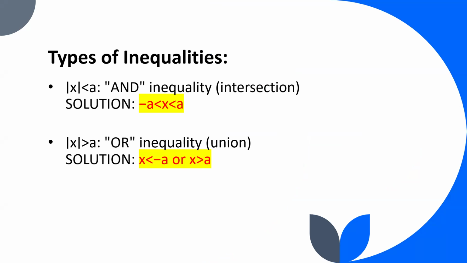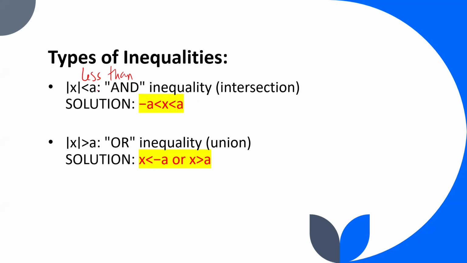The first one is when your absolute value is less than. So the first one is our less than inequality. Okay. So less than, this is called our and inequality, is what we call it. If you ever take stats, it's going to be called an intersection situation. But this is our and situation.